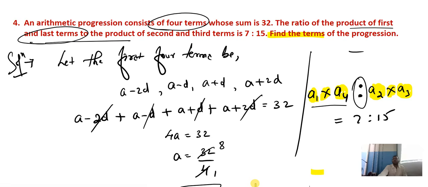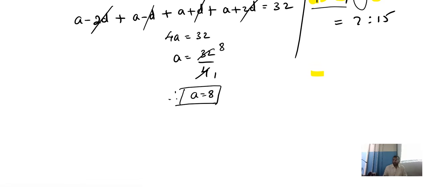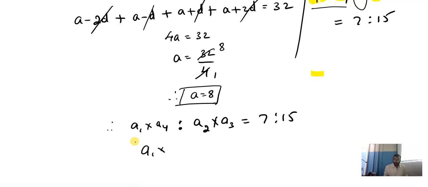Understood? Yes, sir. Now can we apply that condition ratio? Yeah. Now we can write here according to the given condition. Therefore, a1 into a4 is to a2 into a3 is equals to 7 is to 15. Yes, sir. Now ratio can we convert into proportion? Yes, sir. a1 into a4 by a2 into a3 is equals to 7 by 15. Done? Yes, sir.